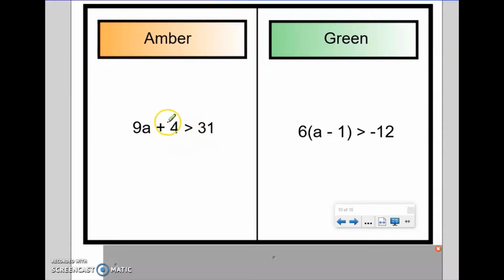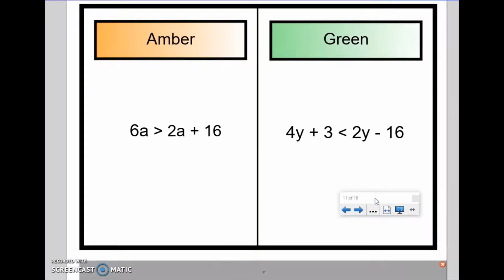Okay, so for the first question here, I have a result of a is greater than 3. I would subtract 4 from each side, so I'd be left with 9a is greater than 27. Then I would divide by 9 to be left with a is greater than 3. Over here, we have 2 options of approaching the question. We could divide each side by 6 to be left with -2 on this side, or we could start this question by expanding the brackets before we went ahead and solved the inequality. Either way, we should end up with the same result. a is greater than -1.